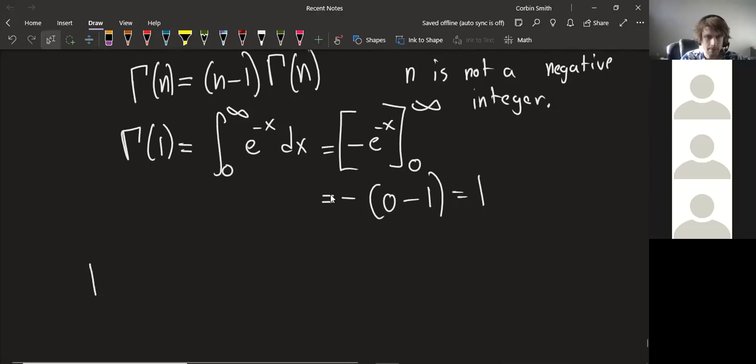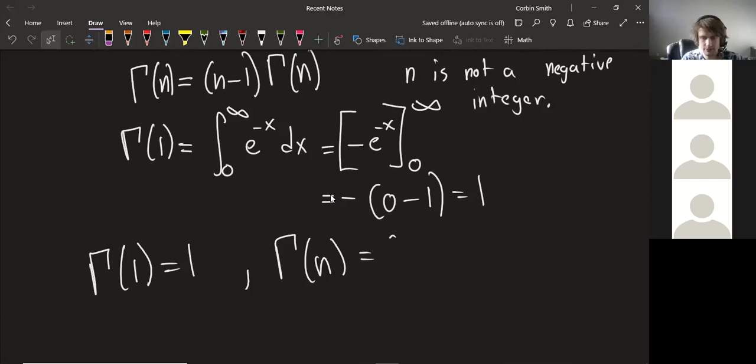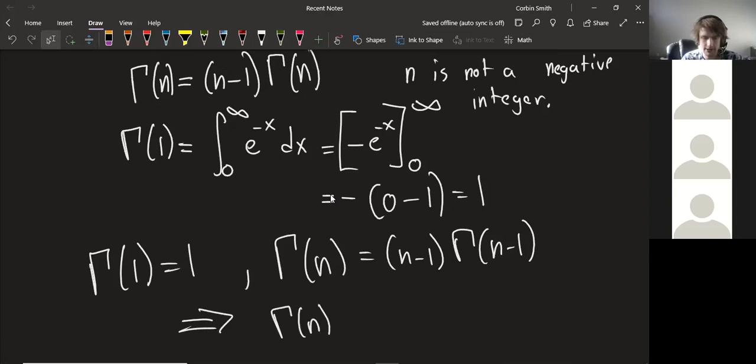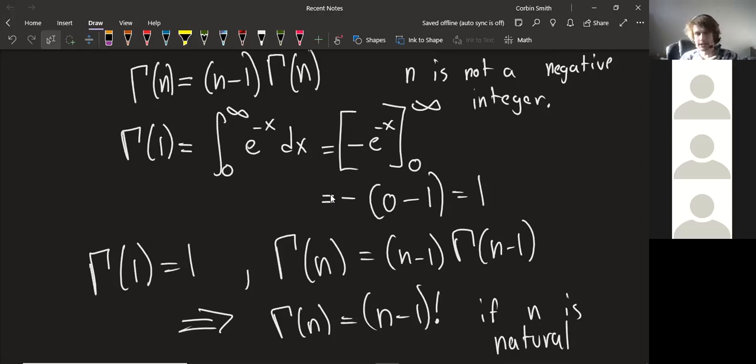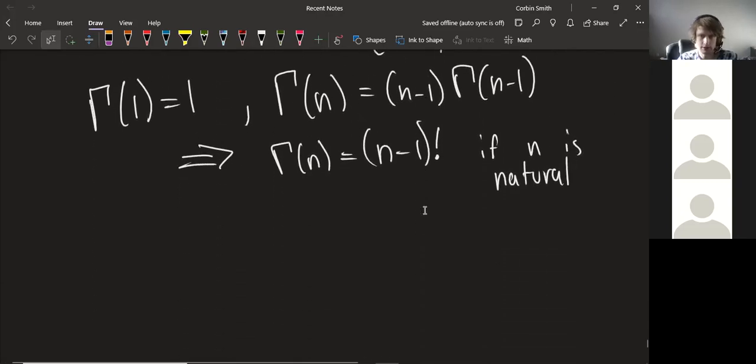So gamma of 1 is equal to 1, and gamma of n is equal to n minus 1 times gamma of n minus 1. By induction, what we get is that gamma of n is equal to n minus 1 factorial if n is natural. But again, this integral makes sense for anything that's not a negative integer. So let's put this to work.